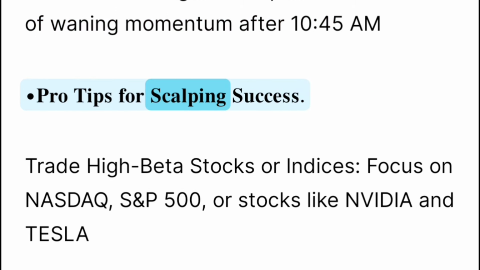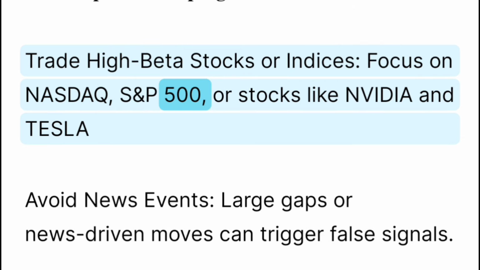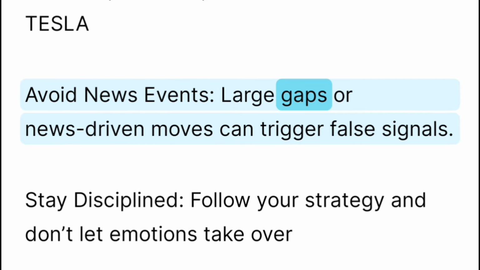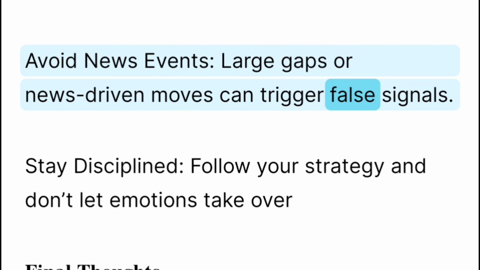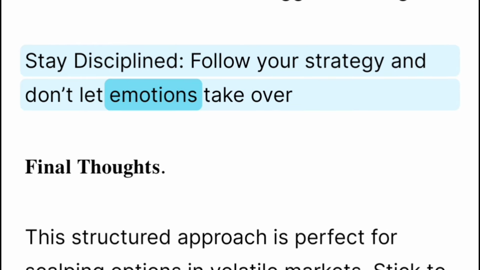Pro tips for scalping success. Trade high beta stocks or indices. Focus on NASDAQ, S&P 500, or stocks like Nvidia and Tesla. Avoid news events. Large gaps or news-driven moves can trigger false signals. Stay disciplined, follow your strategy, and don't let emotions take over.